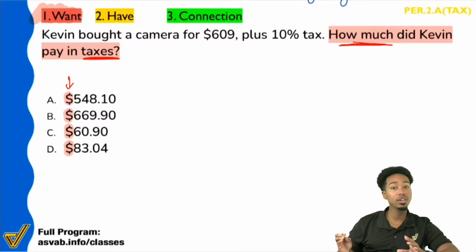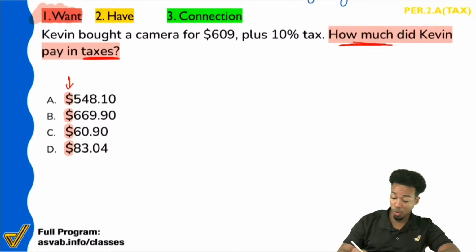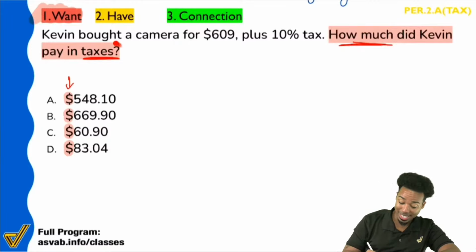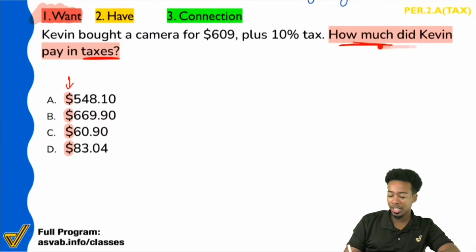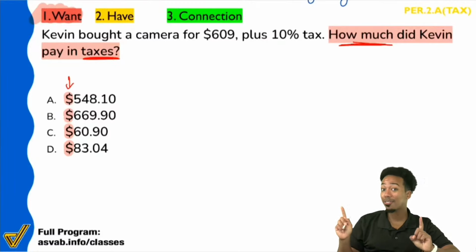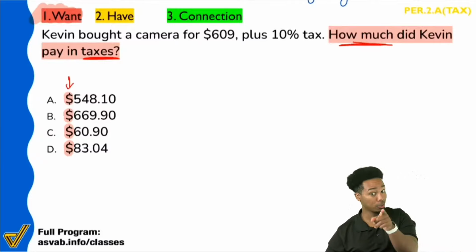So for everybody here, is it understandable that the question says, how much did Kevin pay in taxes? Notice how it doesn't say, how much did Kevin pay in total? Two different things, right? You have to know what you're looking for. Remember, you should have this written down in your notes.